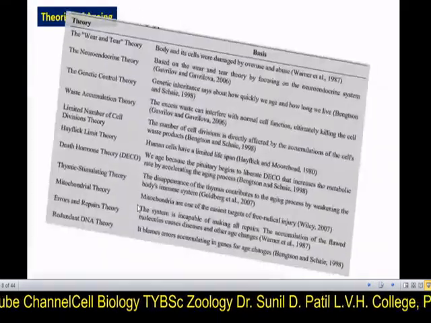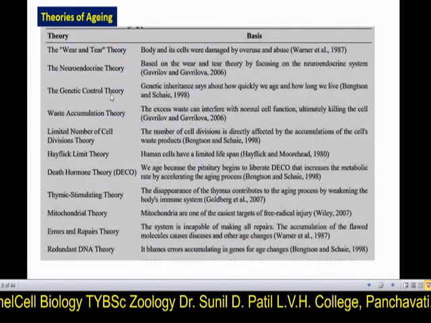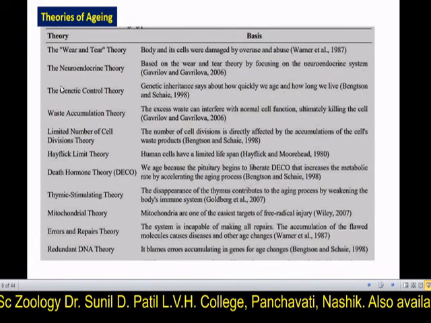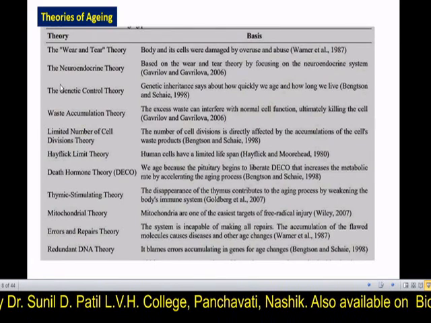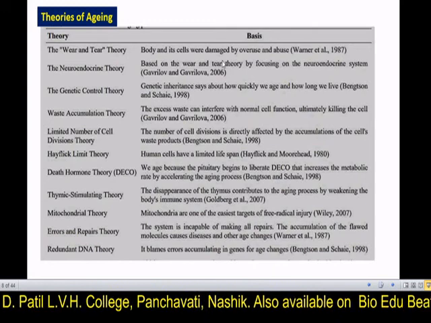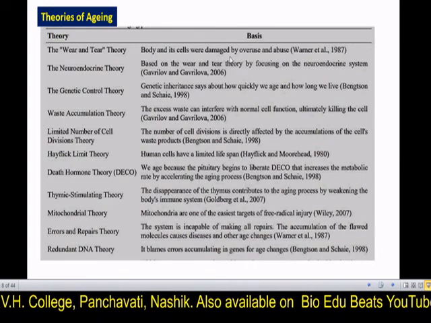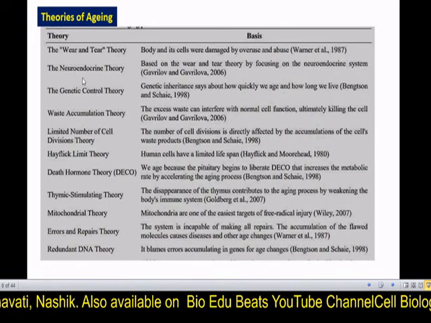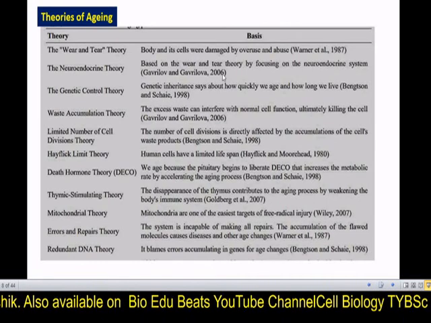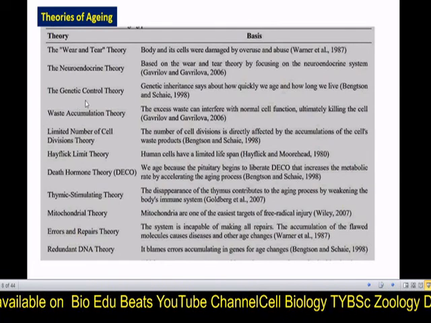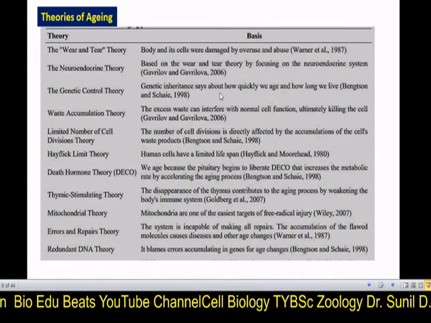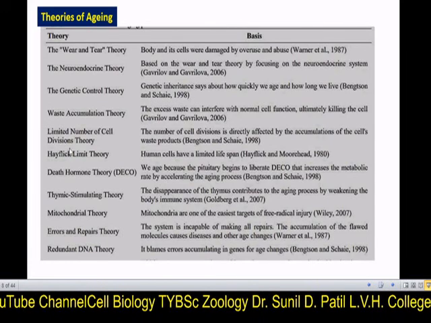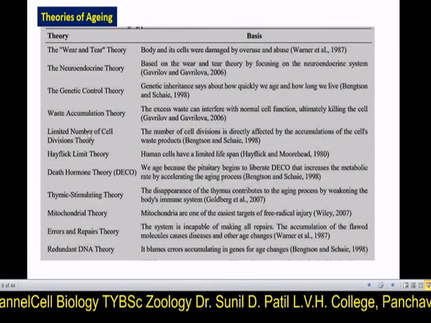Then, theories of aging. There are various theories. I already told the number of theories. They are grouped into 3 categories. We have already seen the theories in this way: wear and tear theory, which includes the damage by overuse and abuse. The neuroendocrine theory, which is based on wear and tear theory. The genomic control theory, which is the genetic inheritance theory. Then waste accumulation theory, limited number of cell division theory, where cell division decreases.